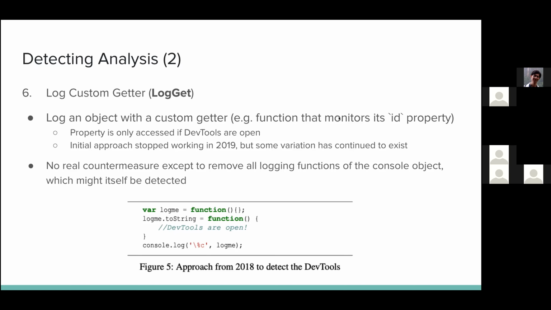Okay, so this function is one possible way. The other approach here is that when developer tools is open, it will try to log it to the console. But if developer tools is not open, then it doesn't run this line, so this isn't called. Okay, I see.